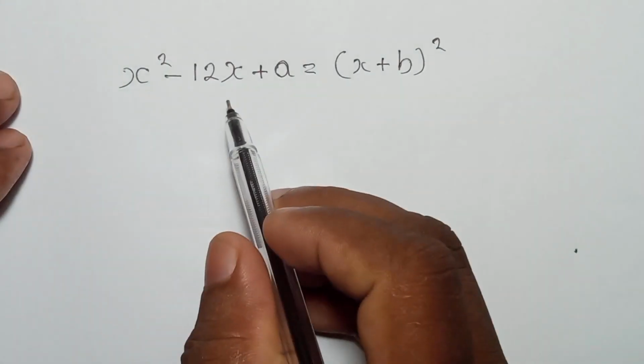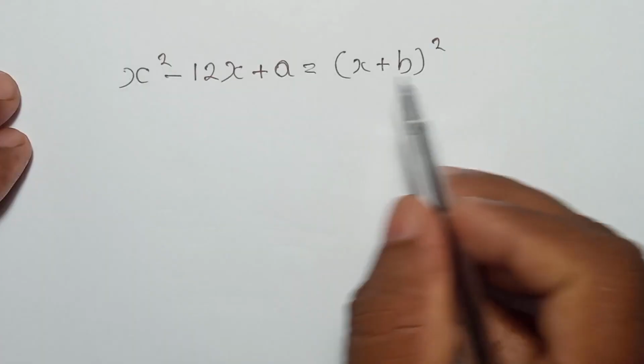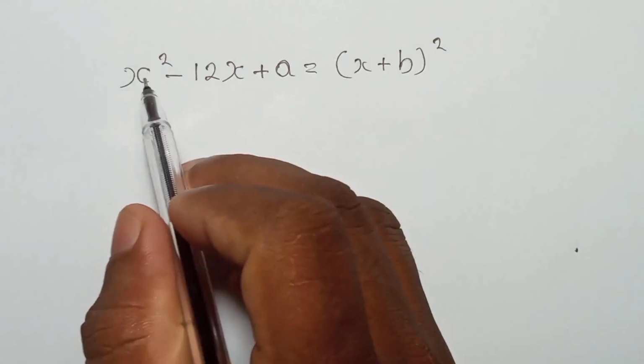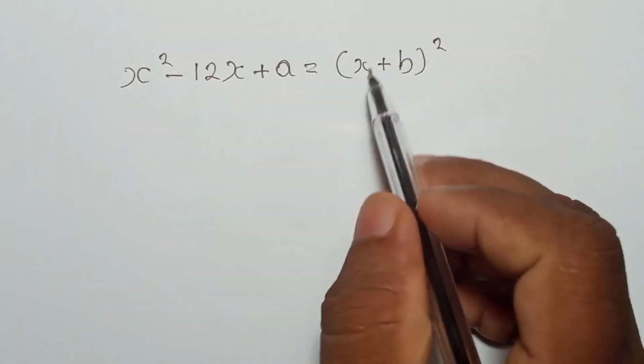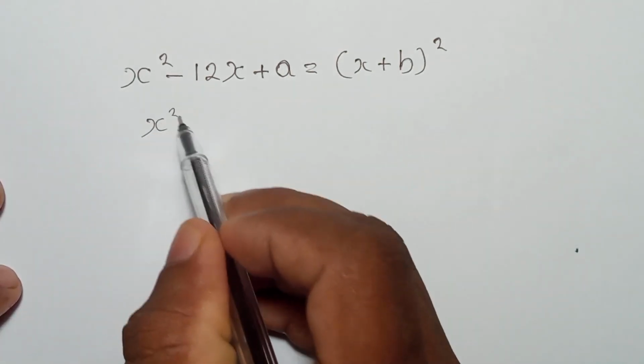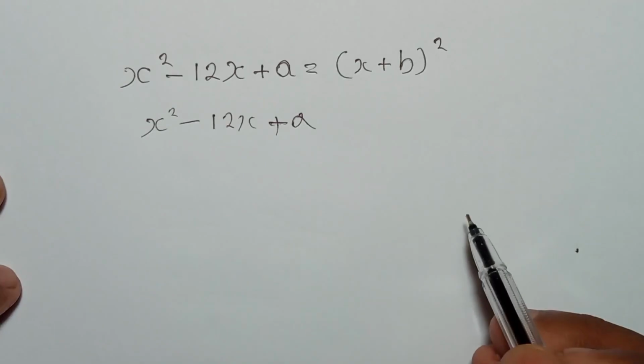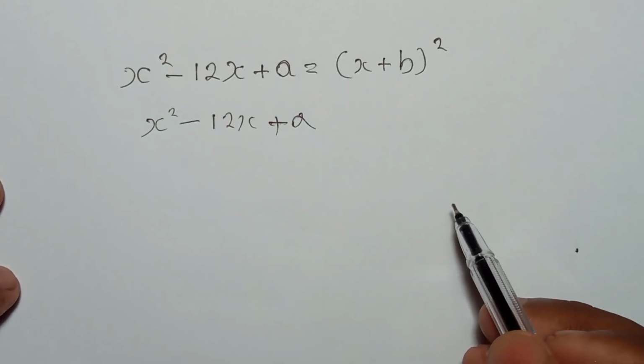Now here we need to find the value of a and b, right? They tell you this is equal to this. That means definitely you can write this in this way, right? So what you have to do here is actually completing the square. That is the kind of question you need to know here.